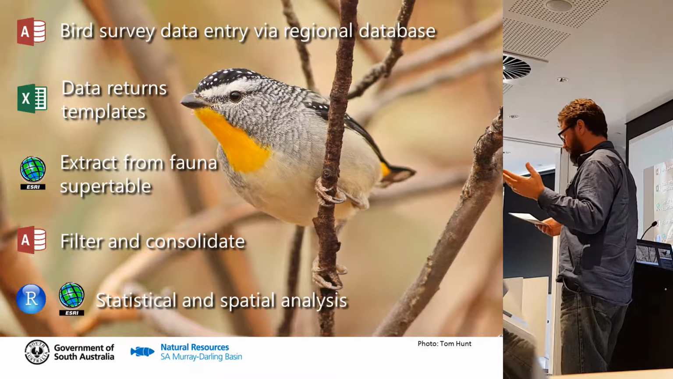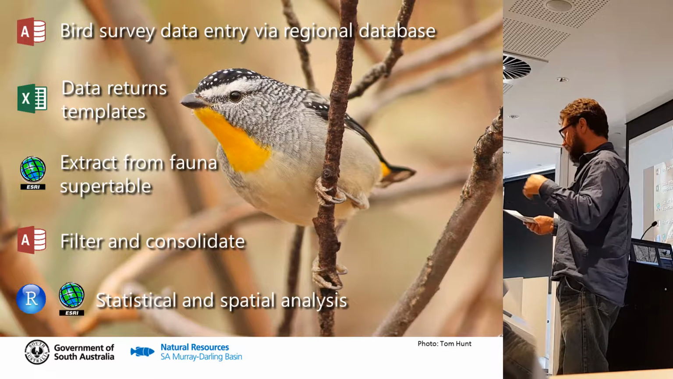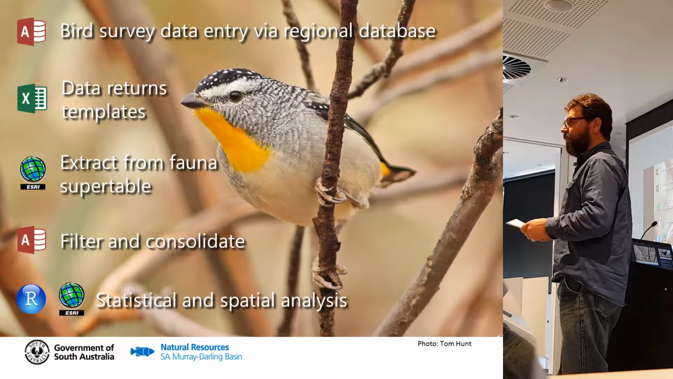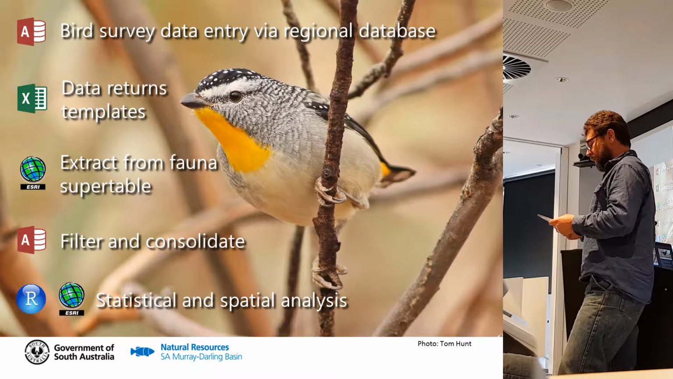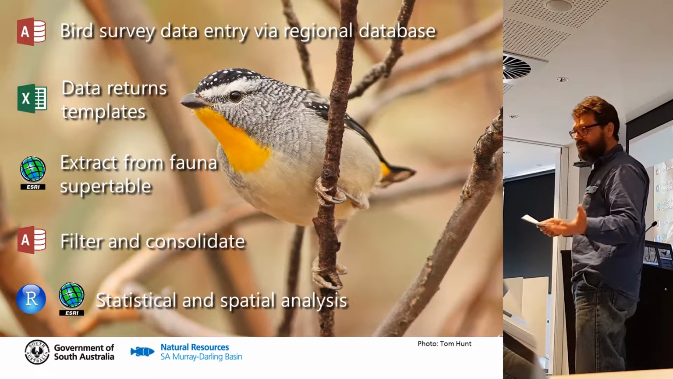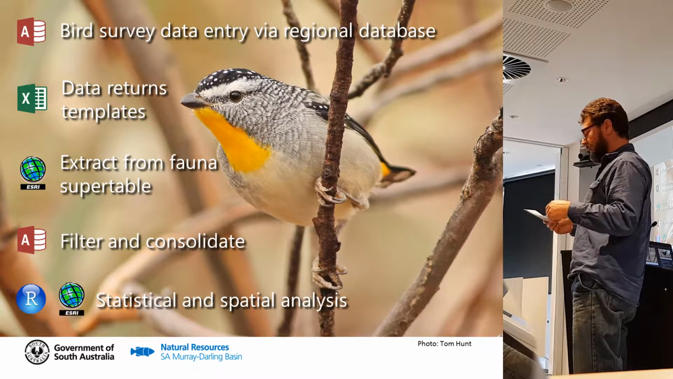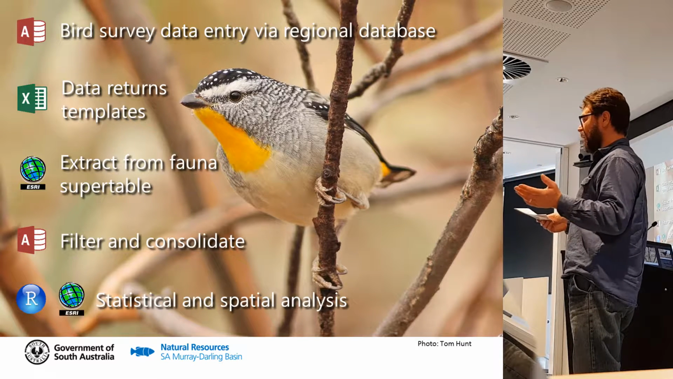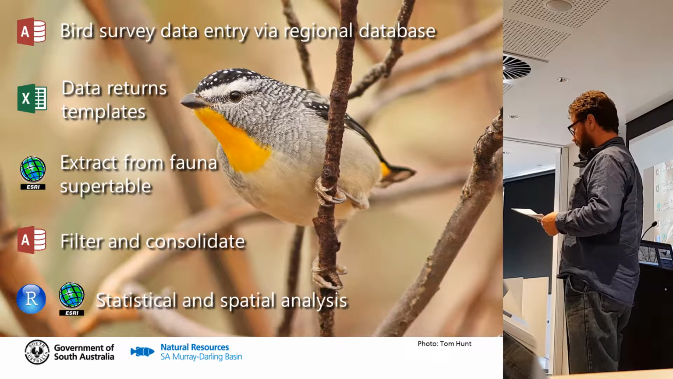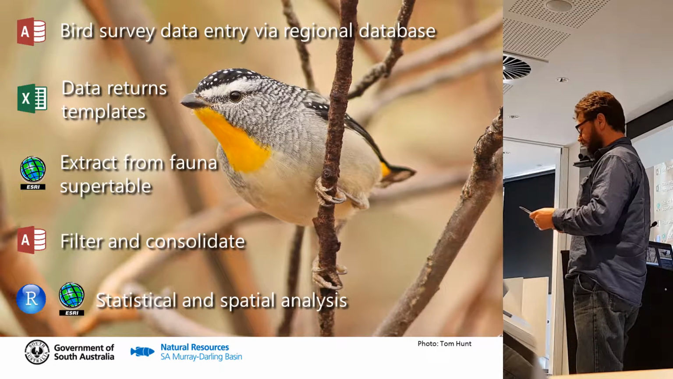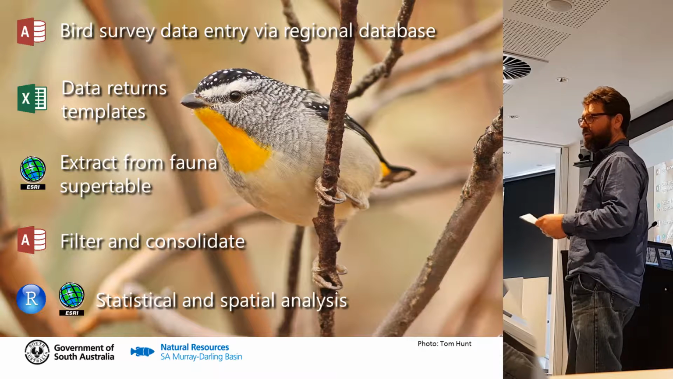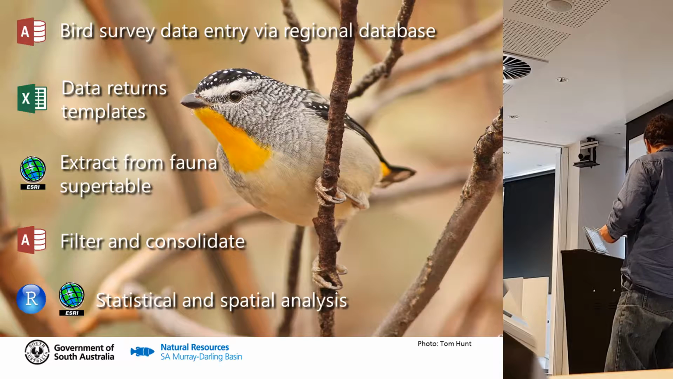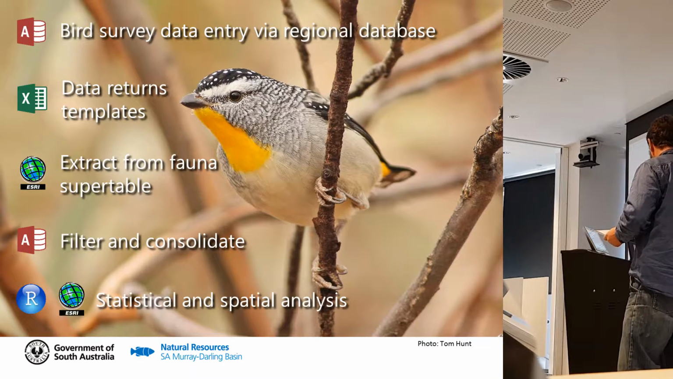The next step is, once it's been refreshed to include my data, then I extract all the bird data via the fauna super table for the landscape I'm interested in. And because that super table has all the necessary attribute fields, I can then link that back to an MS Access database, use that to filter my data by record date, by capture method, reliability of ID and other things, and also to consolidate it to a certain taxonomic level that's important to what I'm doing and then set it up for a statistical analysis.